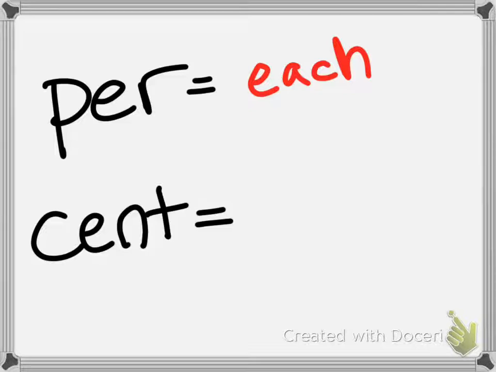Yes. Per means also one. Yeah. So it means both of those. Each, it means one. You know, each student got something. So I gave it to every one person. Everybody is their one whole person. They got something. And then the word cent.